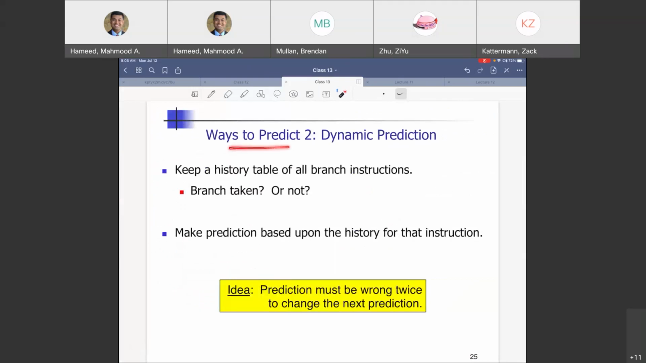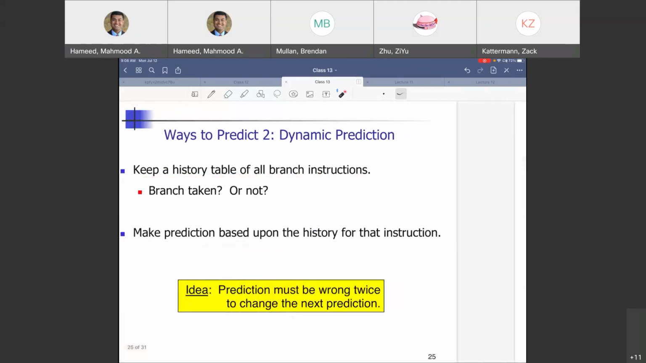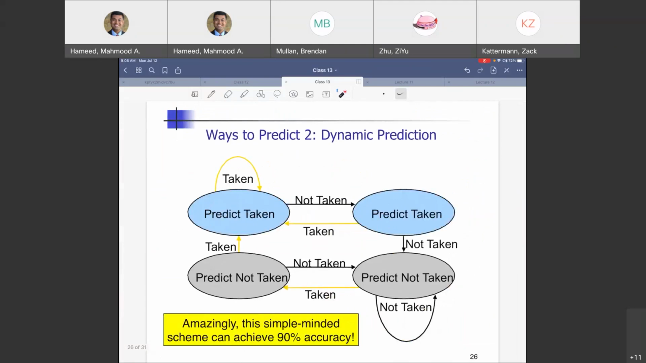So ways to predict: number 2, dynamic prediction. Keep a history table of all the branch instructions, depending on branch taken or not taken. And then based upon the history, you do that prediction. The idea is prediction must be wrong twice to change to the next prediction. You need to go wrong twice in order for you to change your starting assumption. So let's take a look at that in terms of a state diagram here.